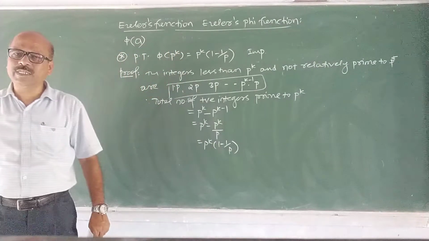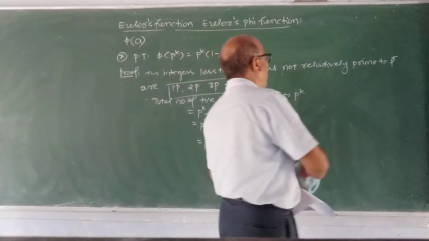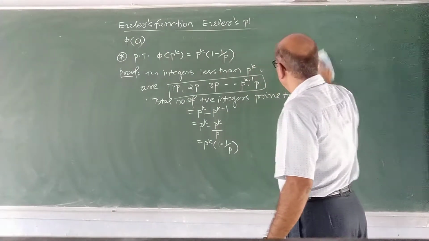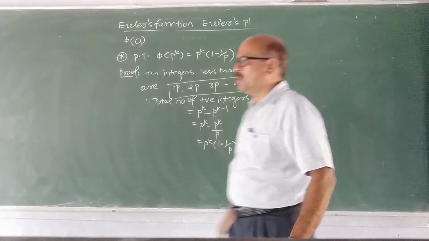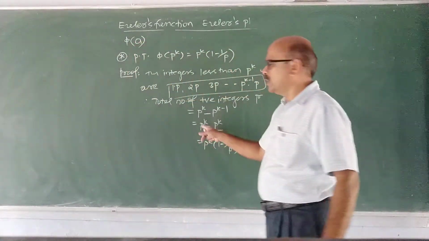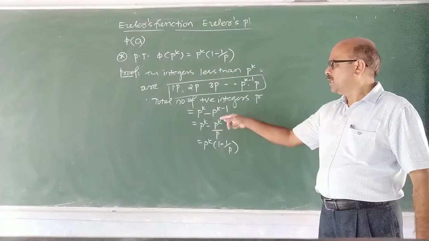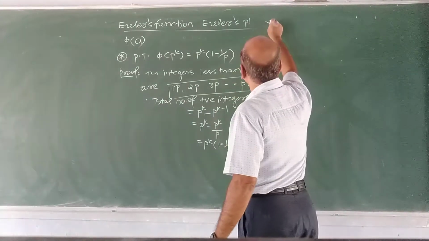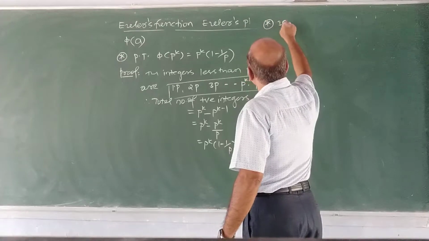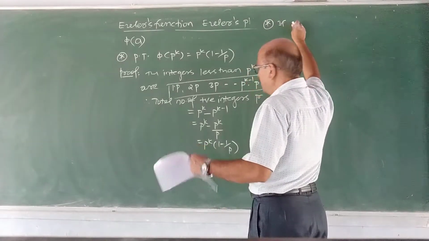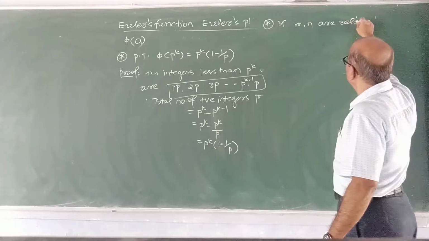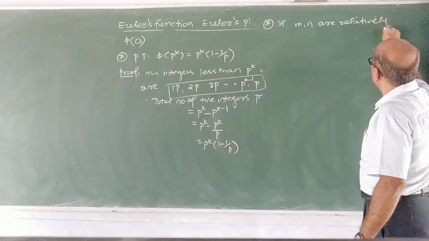A very important result it is. So phi of P raised to K is P raised to K into 1 minus 1 upon P. This result plays a very important role in the next theorems. Now one more important result: if M and N are relatively prime.